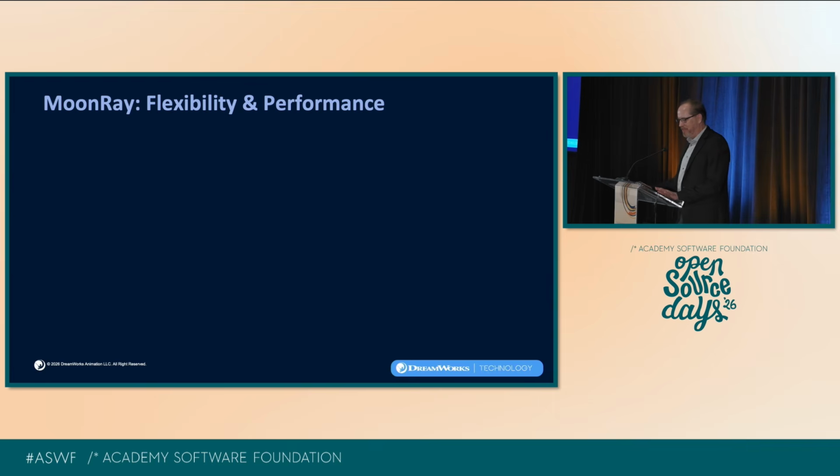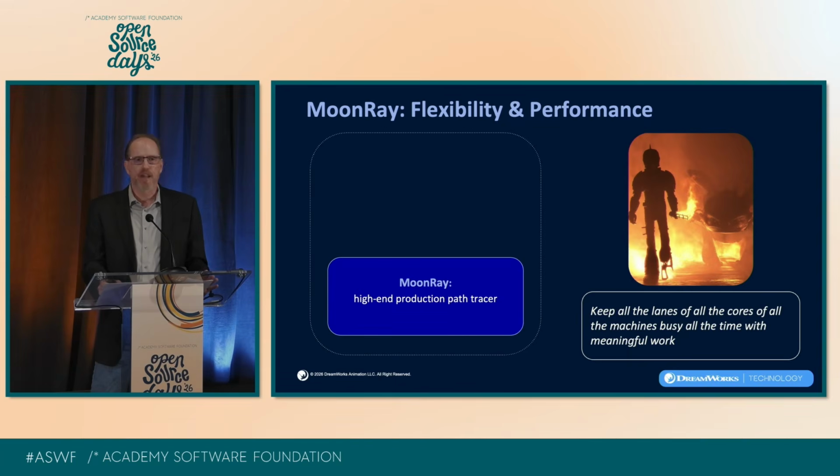So let's go a little bit deeper and look at how MoonRay achieves the flexibility and the performance. There are three core aspects of the software stack. The first one is MoonRay itself. This is the workhorse. This is the path tracer. Every renderer has a bit of a personality. Ours has this one: it's to keep all the lanes of all the cores of all machines busy all the time with meaningful work. That meant that what we were really focused on was a data-oriented design, something that you'd see more typically in a game engine. Every byte matters, interfaces needed to be extremely thin, and we took a ruthless approach to eliminating data structure redundancy.